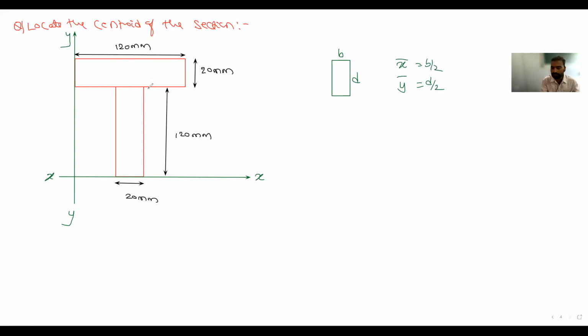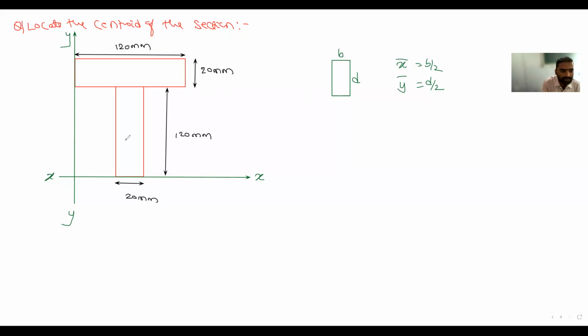Is it only a standard section here? No, sir, it is made up of two different sections. Either it may be a rectangle, or a triangle, or a circle or quarter circle. It is made up of two different sections, so it is called a composite section. How do we determine the centroid of a composite section? That is my task. I will divide this entire composite section into different simple sections: triangle, circle, quarter circle, or rectangle.